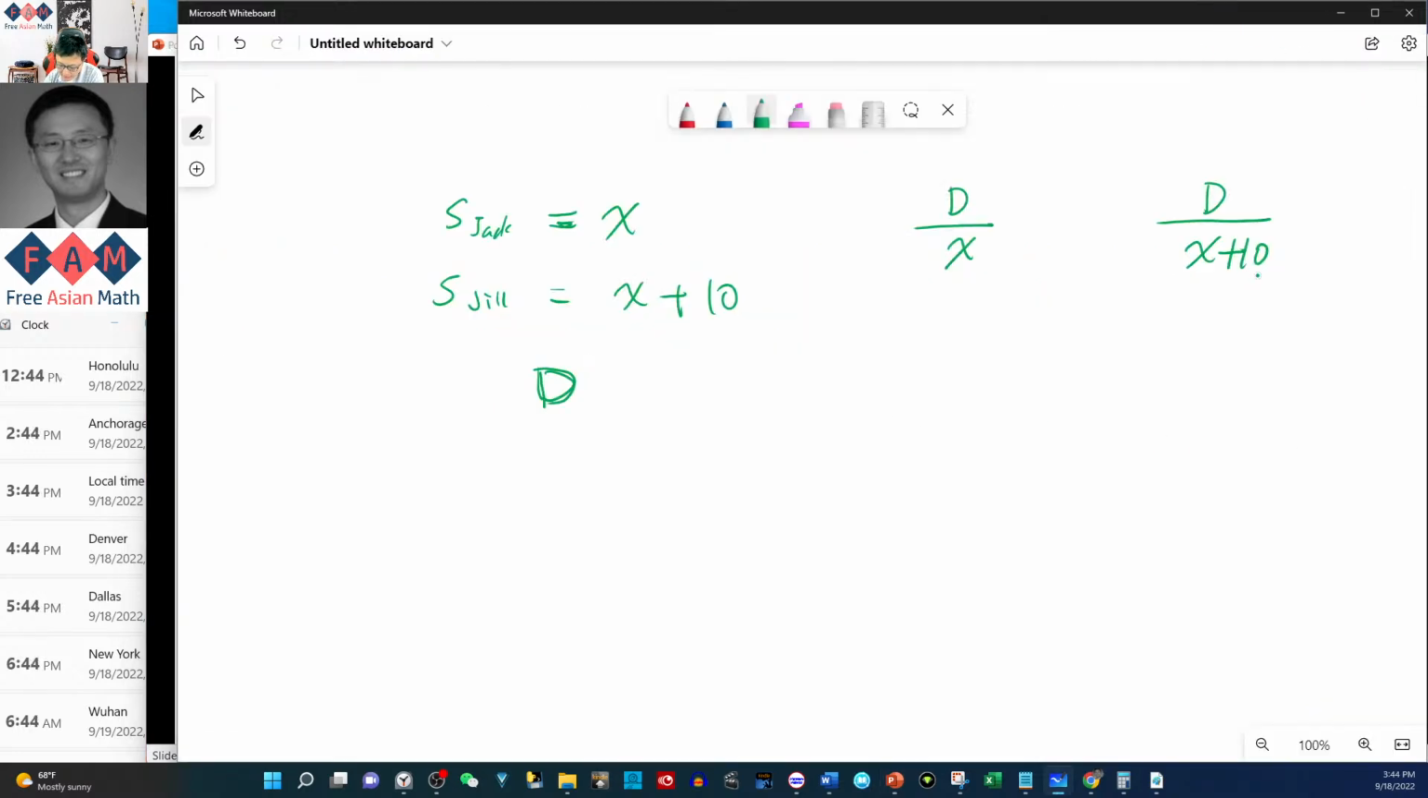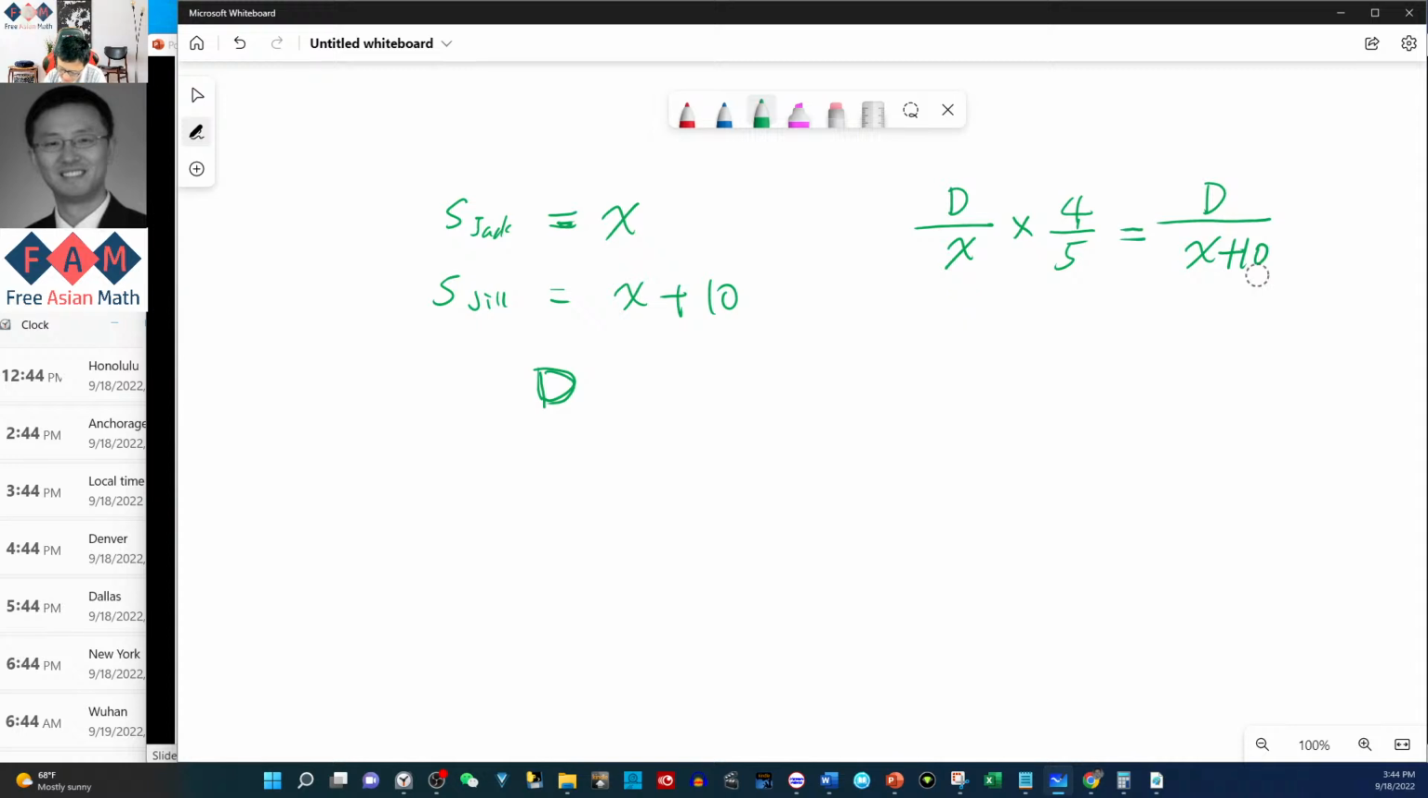So we can easily convert this relationship. This is the amount of time Jack spent times 80%, or 0.8, or 4 over 5. Generally, we prefer fractions, because 0.8 is easily 4 over 5. That would be the amount of time spent by Jill.